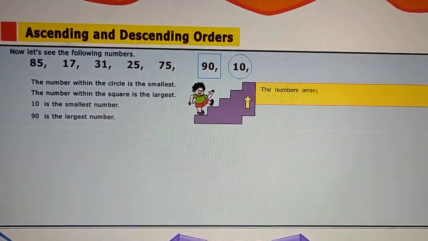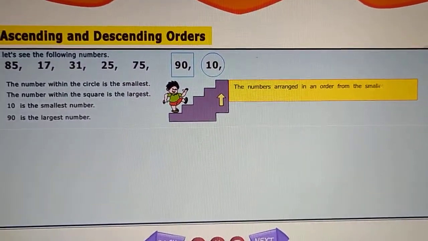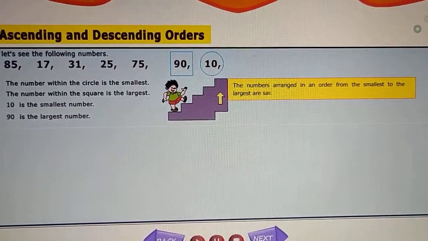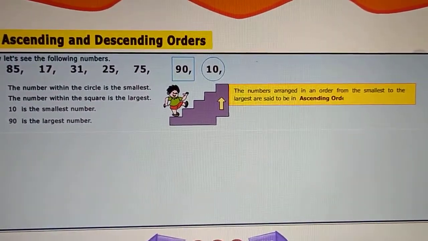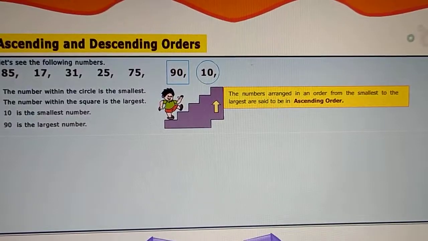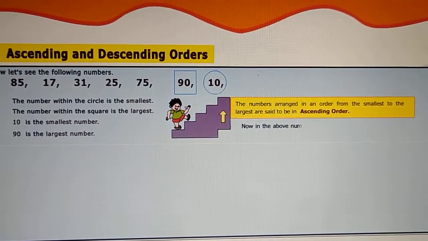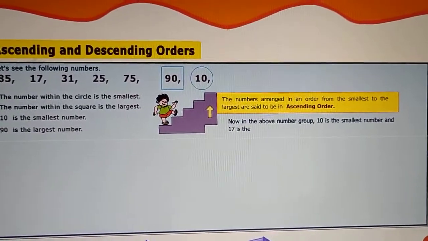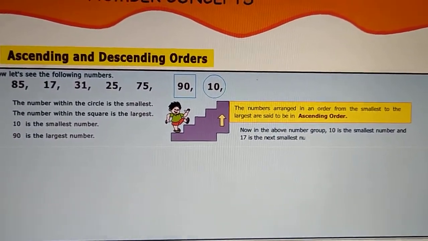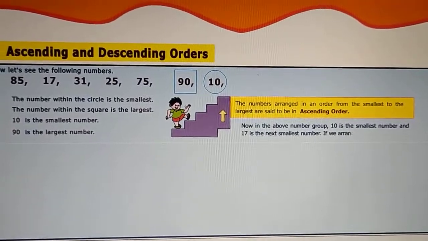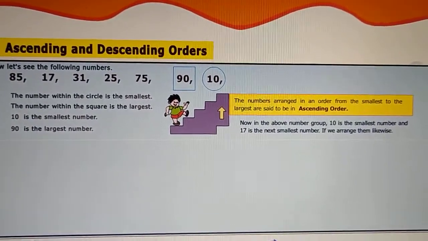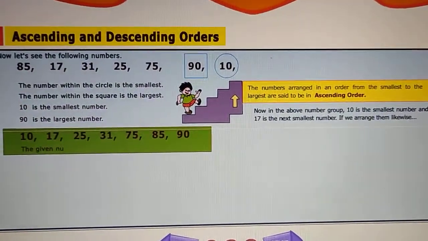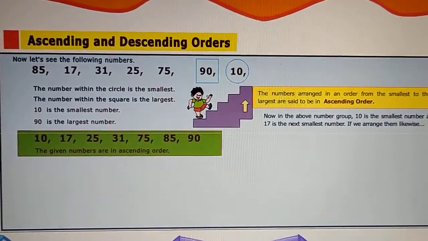The numbers arranged in an order from the smallest to the largest are said to be in ascending order. Now in the above number group, 10 is the smallest number and 17 is the next smallest number. If we arrange them likewise, the given numbers are in ascending order.